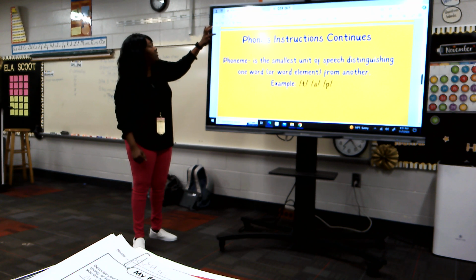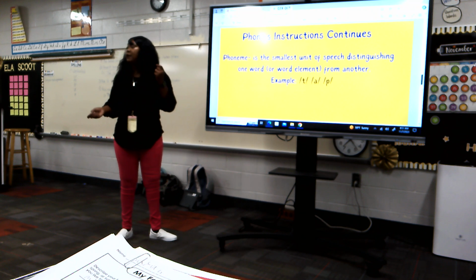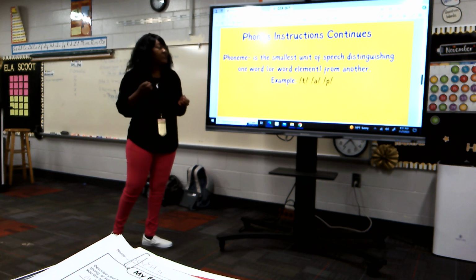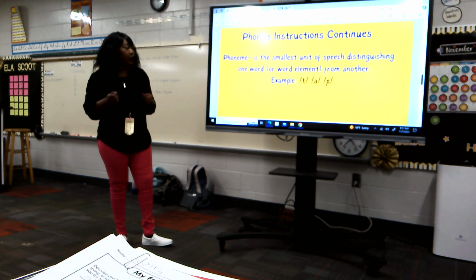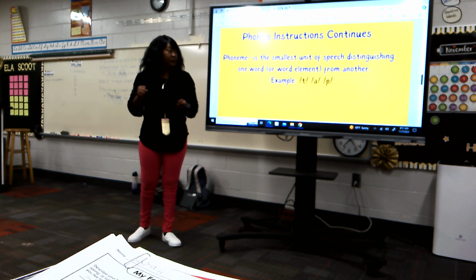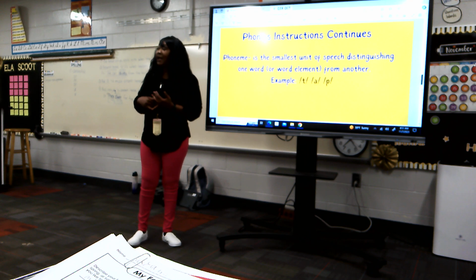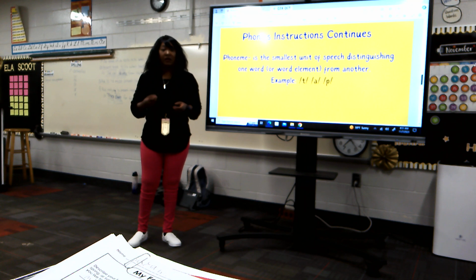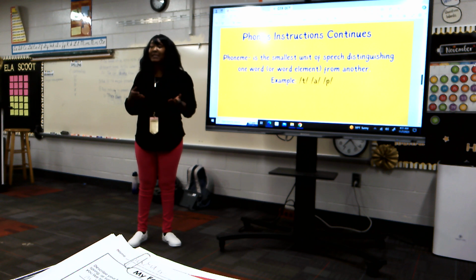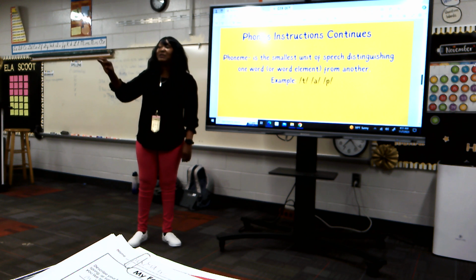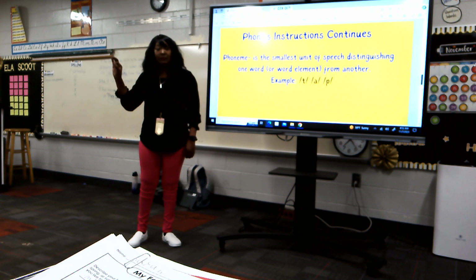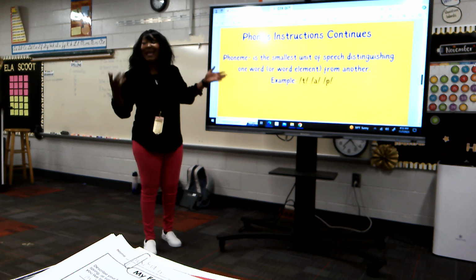Lastly, we need to teach our kids about the difference between phonemes and graphemes. A phoneme is the smallest unit of speech distinguishing one word or word element from another. For example, the word tap. What you have to do with your kids is teach them the sounds of the letters. For example, I would say tap, and then I would ask the kids to make the sounds. We're going to tap it out together. They would say t, a, p. Then they would say tap. That's phonemes: they are only sounds.